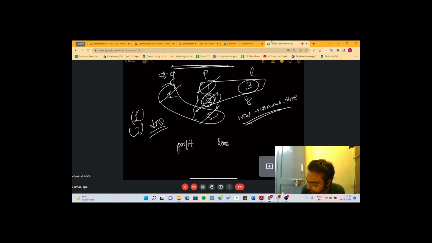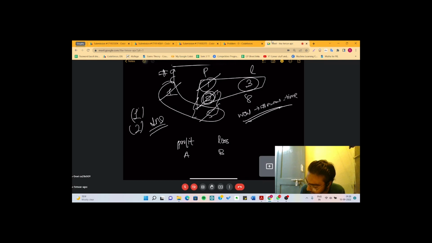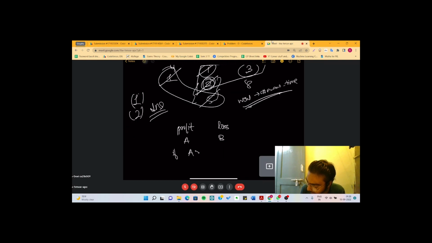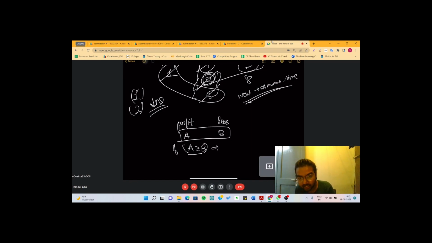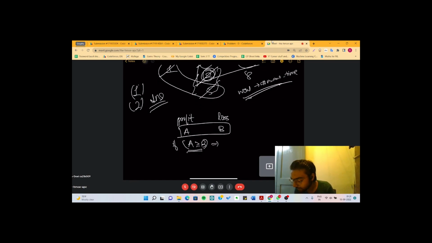So here there is some number, say a, and here there is some number b. So if a is greater than or equal to b, it implies I can pair them up, right? I can pair them up. A is the profit generated by the person, b is the loss generated by the person. If profit is greater than or equal to that, then I can pair them up.